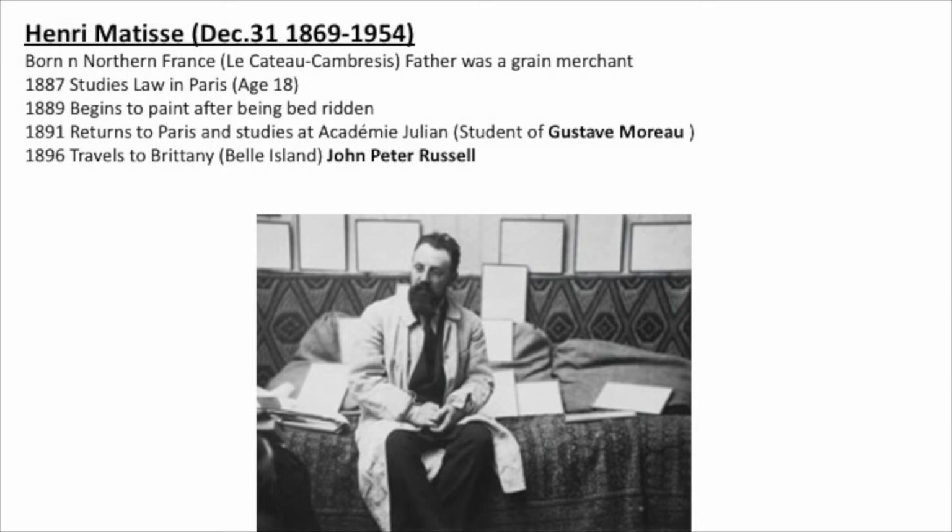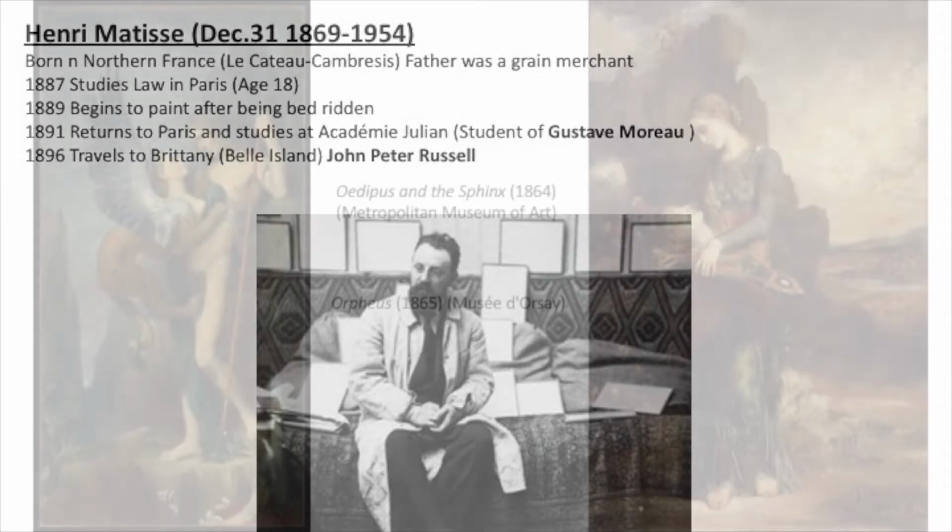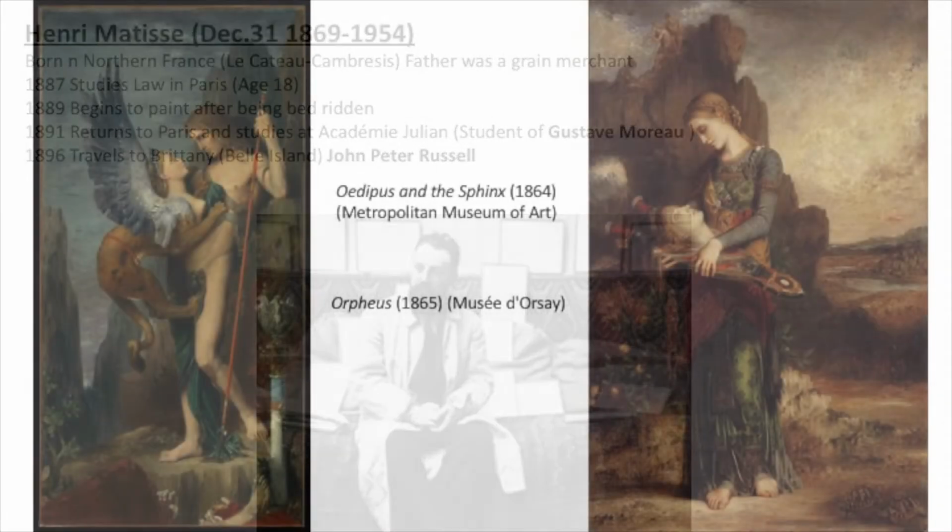We have two early artists that influenced Matisse. First, he was a student of Gustave Moreau at the Académie Julian in Paris, and then later on he travels to Brittany and actually studies with John Peter Russell, an Australian artist. When we look at the work of these artists in comparison to what we have from Matisse, we can definitely see the early influences that he got from his teachers.